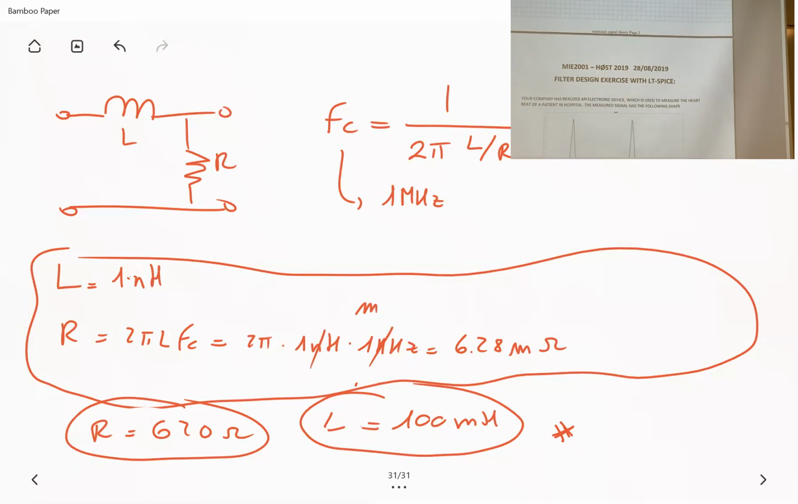But remember, if you have some value that is around Henry, then you're talking about some coil like this, and that's definitely not for electronic. So you have to think that this poor filter, you have to bring it around. So this doesn't make any sense. So millihenry is okay. 100 millihenry is starting to be kind of huge, but for this exercise we say it's okay.